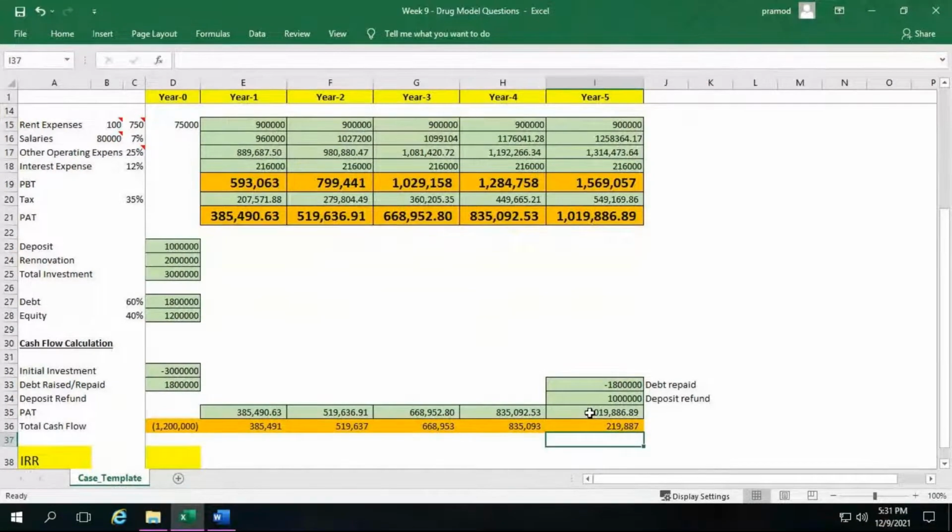Understood? Sir, why in cash flow have they not shown interest, sir? Directly, interest they didn't show. Directly they are telling what is our minus amount at the end of the debt.